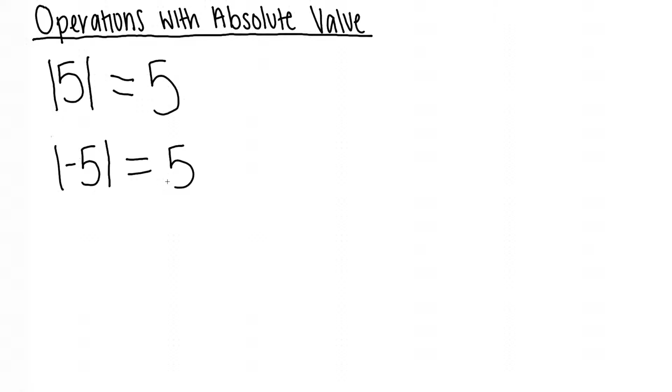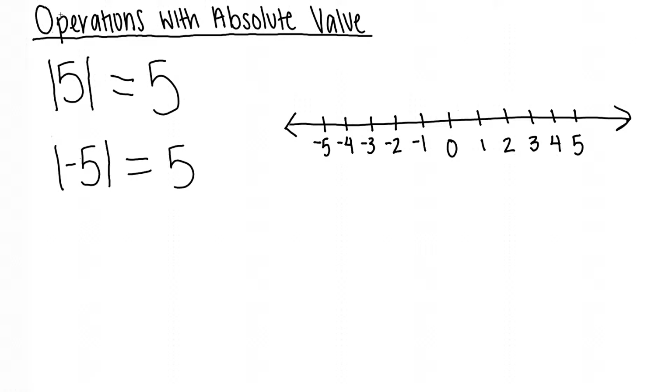How can the absolute value of 5 be the same as the absolute value of -5? We can think of the absolute value of a number as its distance from 0. If we make a number line, we can locate both 5 and -5. Now we can count how many units it takes to get from 0 to 5 and how many units it takes to get from 0 to -5. 1, 2, 3, 4, 5. 1, 2, 3, 4, 5. This allows us to visually see that both the number 5 and the number -5 are 5 units away from 0, and thus the absolute value of both 5 and -5 is 5.